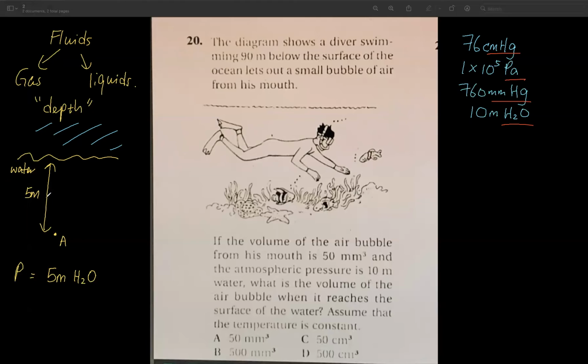So if I ask you the total pressure acting at point A, it is 5 meter H2O plus the atmospheric pressure as well. So which one do we choose? Because this is water, you have to choose the same one, water, 10 meter H2O. So we plus 10 meter H2O equals total 15 meter H2O. That is my total pressure acting at point A.